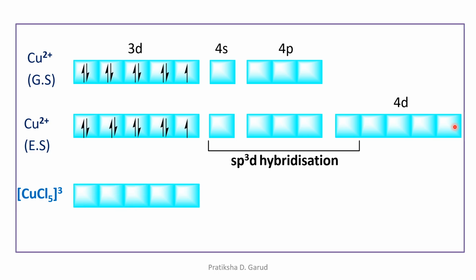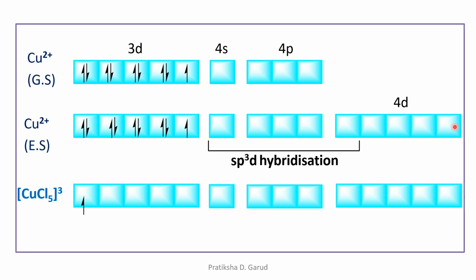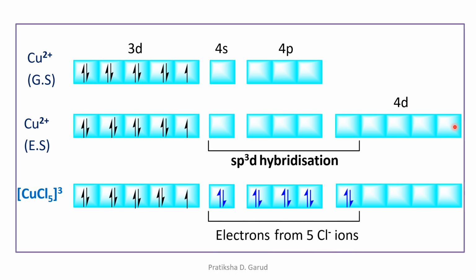We have first of all the 3d atomic orbital, then the 4s atomic orbital, 4p atomic orbital, and lastly the 4d atomic orbital. These are the electrons as they are, the 9 electrons in the 3d shell. Then this is the first pair of electrons from the first ligand, then the second pair, third pair, fourth pair and the fifth pair. So these are the electrons from the 5 Cl- ions. From this we can say that there is a single unpaired electron, which is in the 3d atomic orbital.